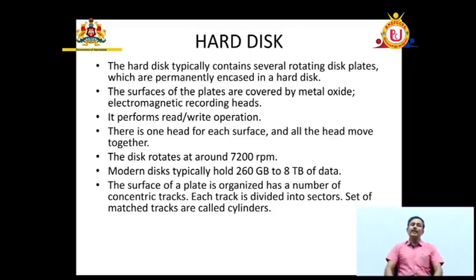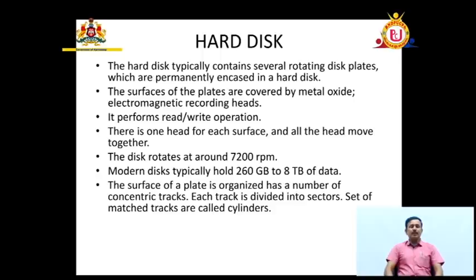It performs read and write operations. The read and write head is responsible for reading and writing the information from and onto the disk. There is one head for each surface, and all heads move together. The central shaft will hold the number of layers on a hard disk. The read and write head will read all the layers simultaneously. The head will move back and forth.